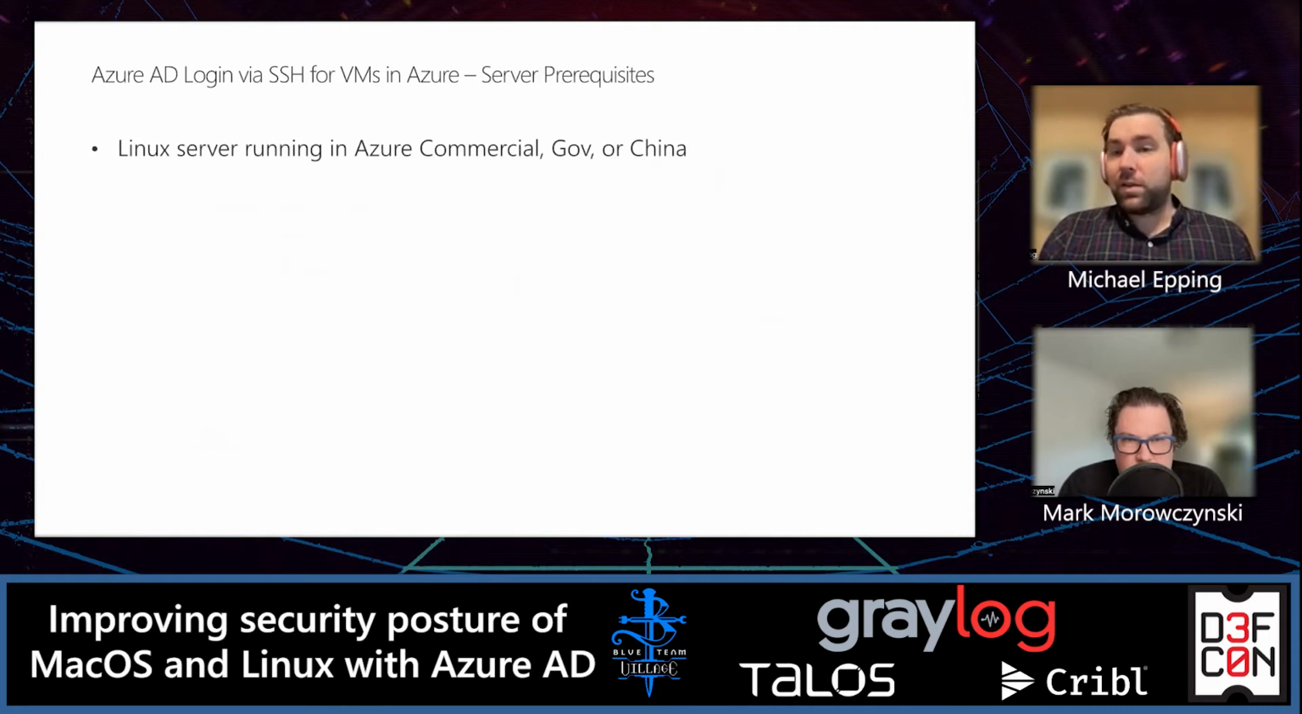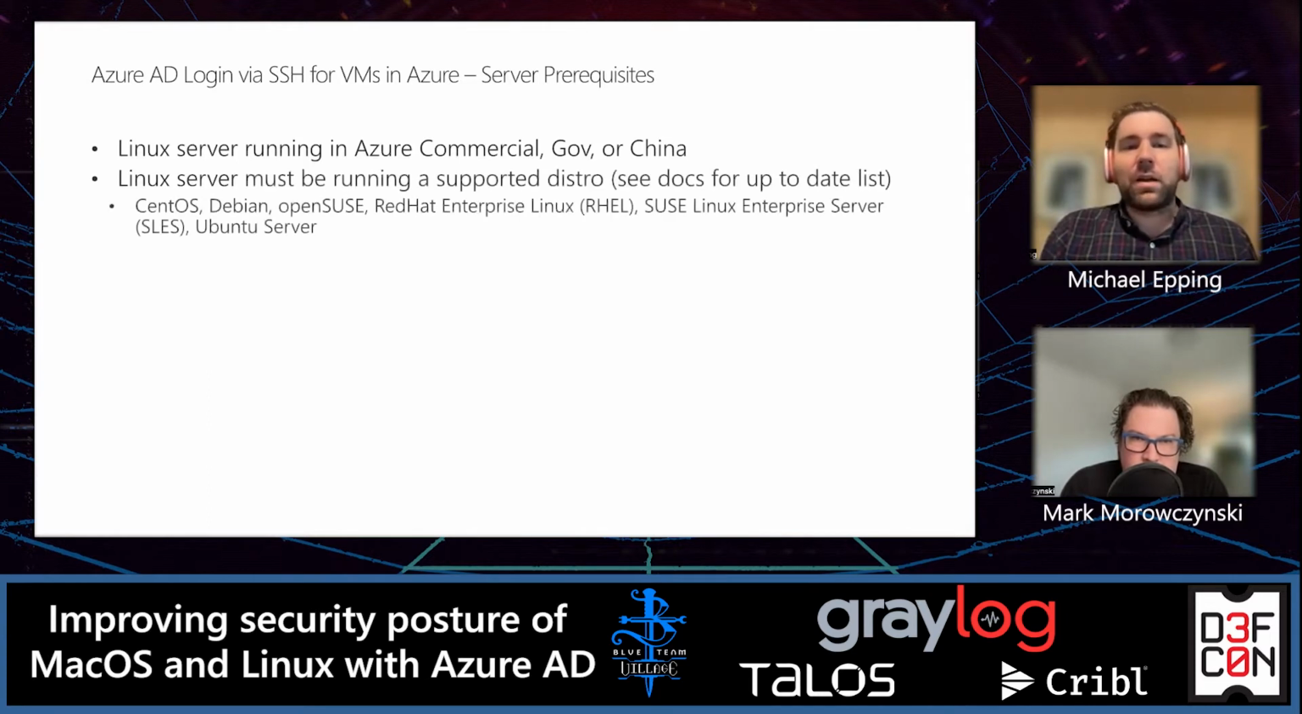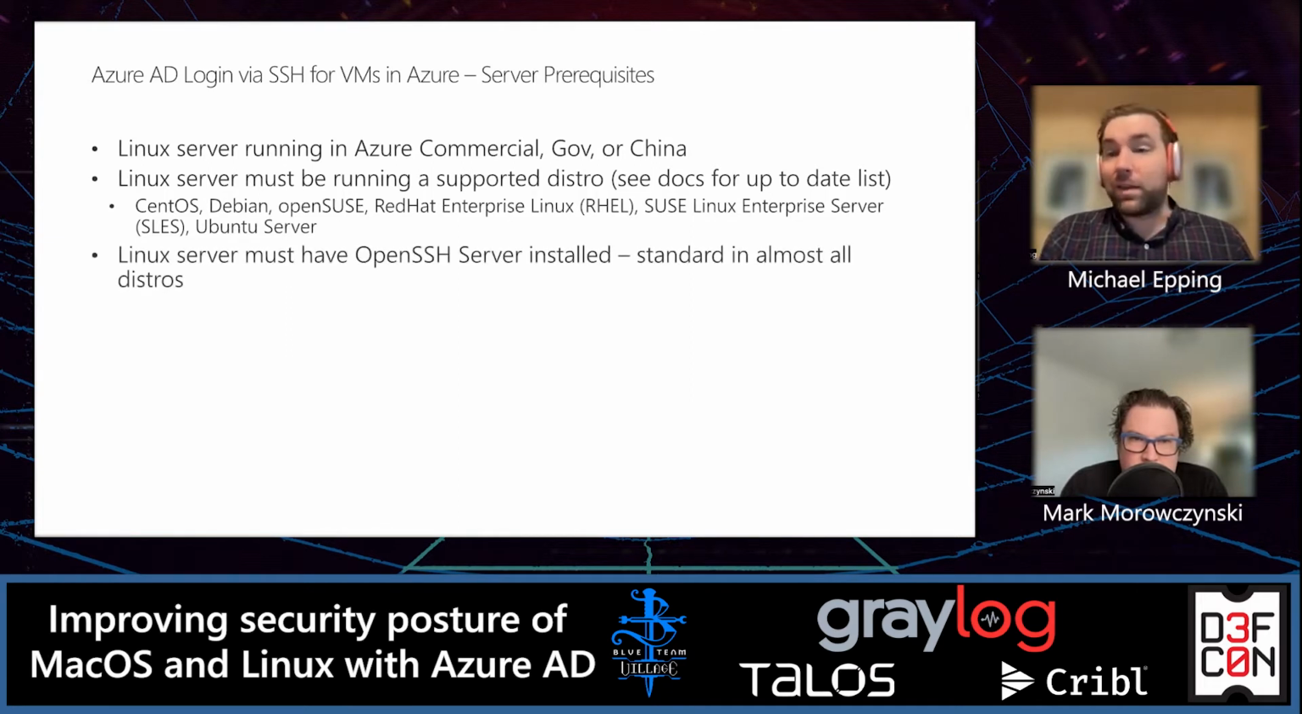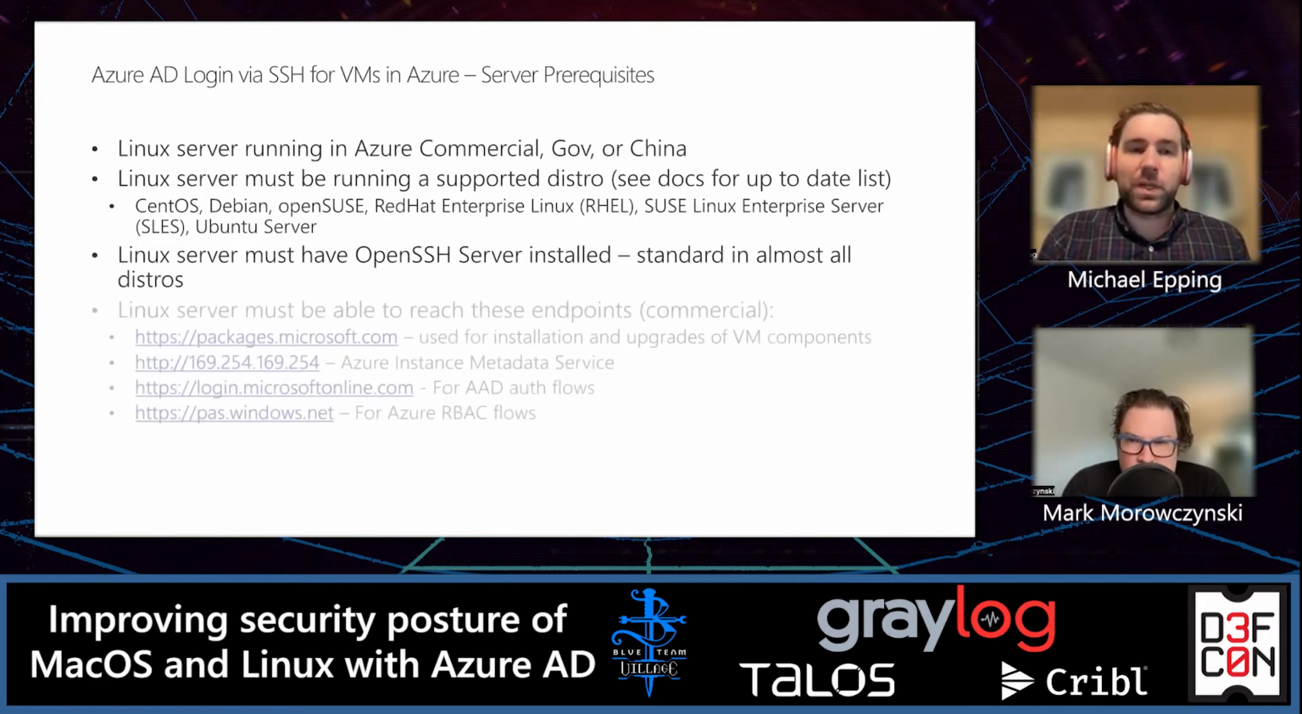On the server side, there's a couple prerequisites as well. You have to have a Linux server running in Azure for the Azure specific feature. The Linux server has to be running a supported distro. So on our docs page, we maintain a list of the distributions that we support on the server side. Again, we're using OpenSSH under the covers, so OpenSSH server has to be present.